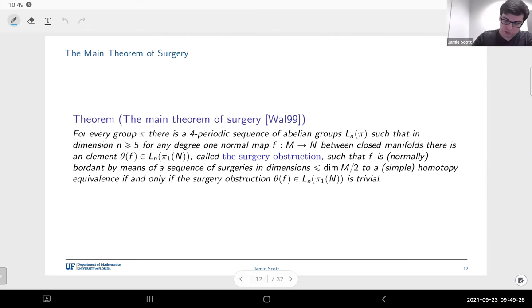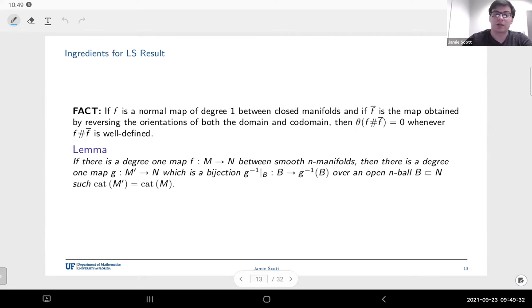And so what do we need from here for our LS category result? Well, if you take a normal map of degree 1 between closed manifolds and you take the map in the opposite orientation, so just taking the manifolds in the opposite orientations, the surgery obstruction of the connected sum of these two maps is 0, whenever that connected sum is well-defined, a caveat right there. And the lemma immediately under it is telling us what we can do to get this to be well-defined, essentially. If you have a degree 1 map, then there is a new map G from a new manifold M prime to N that is bijective on the inverse image of some ball. And so this tells us that we can do connected sums in a well-defined manner.